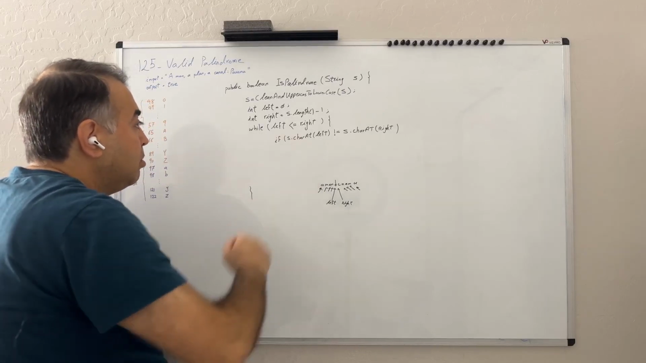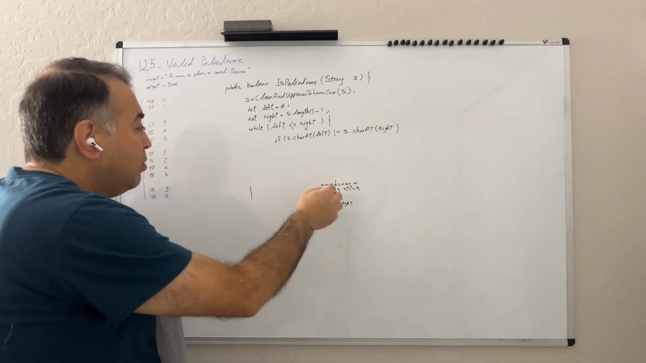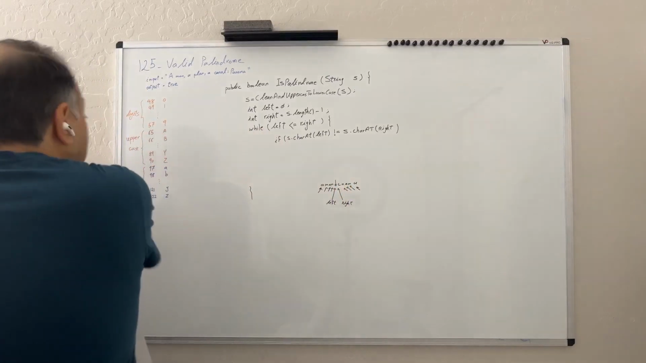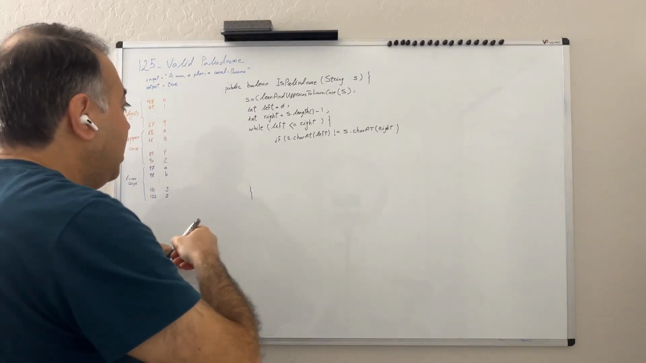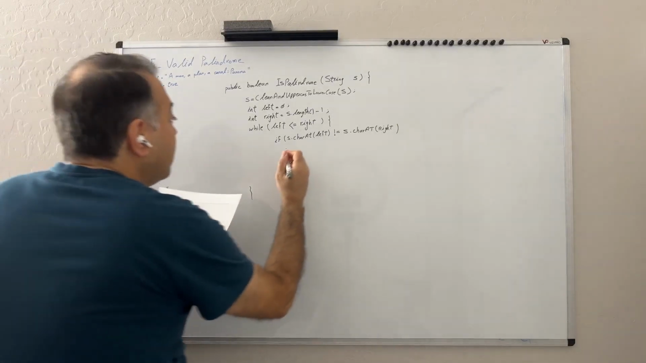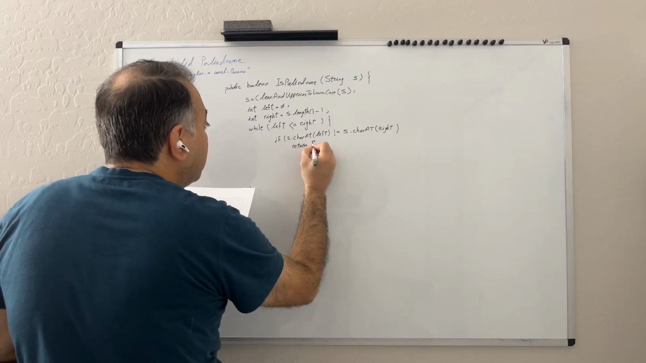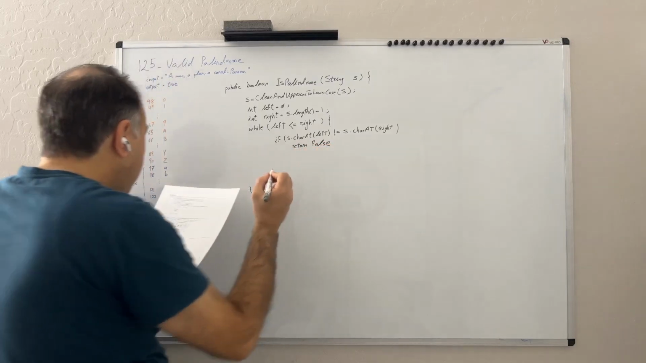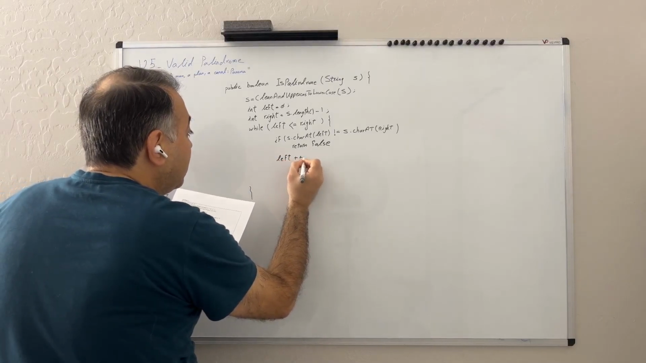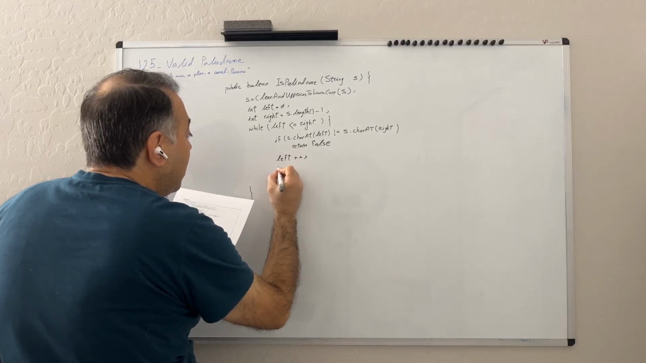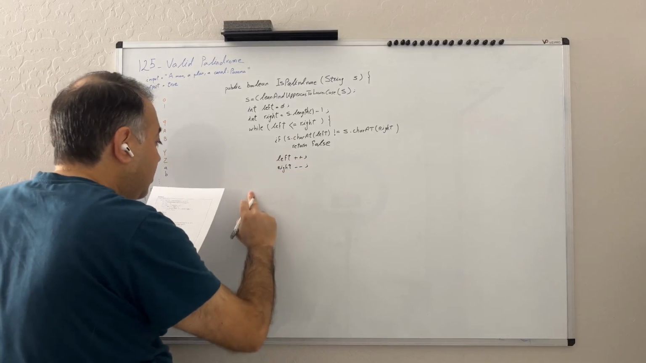So the method could return without, if there is another character in between, we don't need to check those characters. And we can return false as a result. So in this case, this method could return false. In the other case, I need to just increase the left and decrease the right pointer.